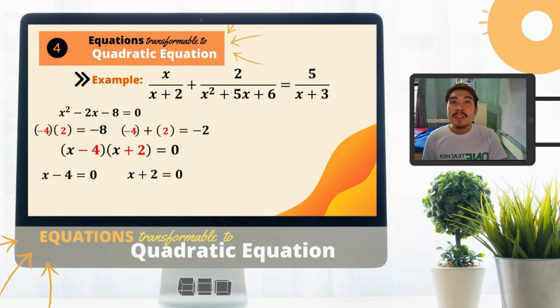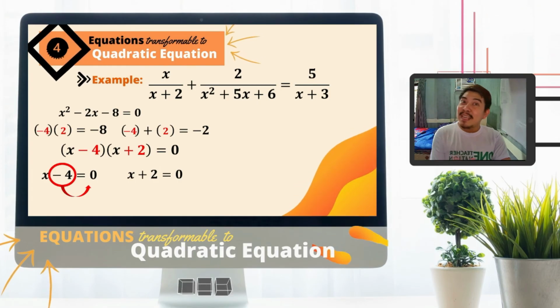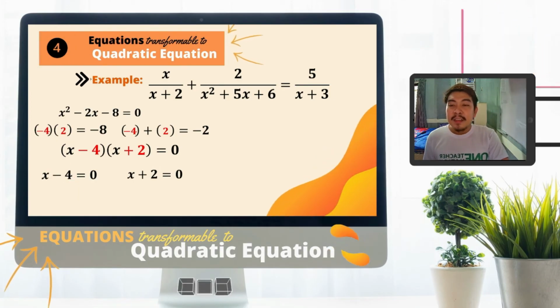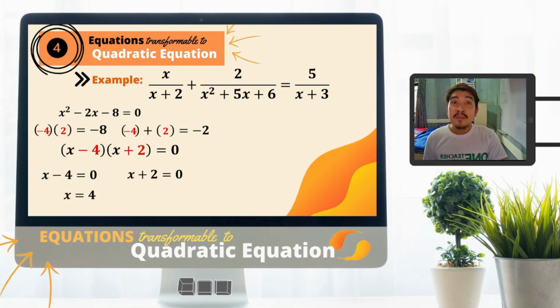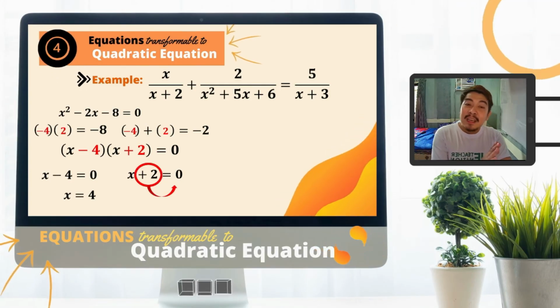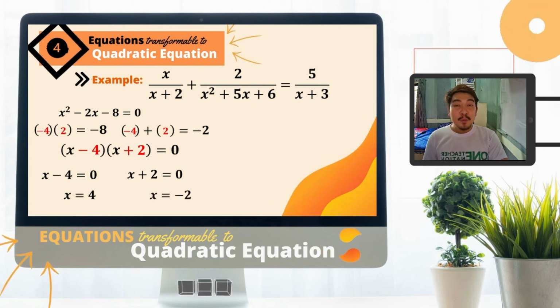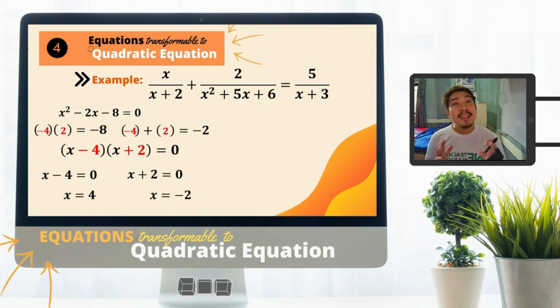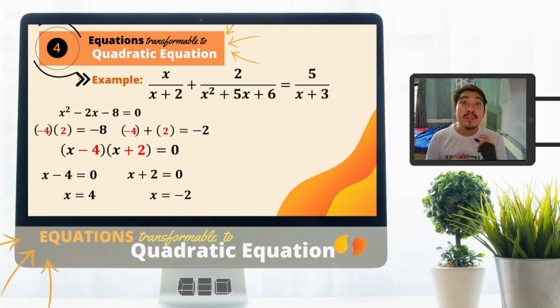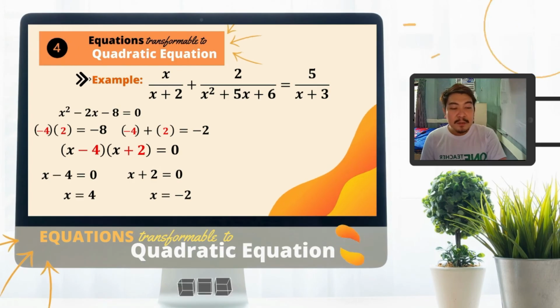Doon muna tayo sa first equation na x minus 4 equals 0. Ilipat natin si negative 4 sa kabilang side ni equation. So that will result to x equals 4. And then the other one, x plus 2, ilipat naman natin si positive 2 sa kabila. So therefore, the second value of x will be negative 2. Again, hindi pa natin masasabi na si 4 at negative 2 ang solution unless chinek natin from the original equation.